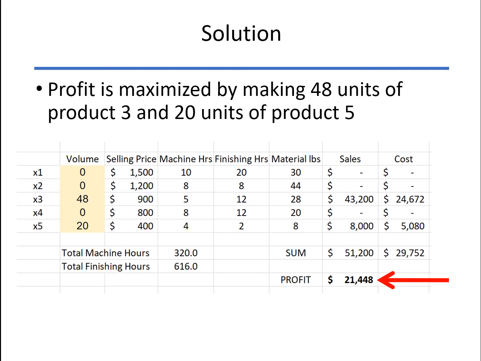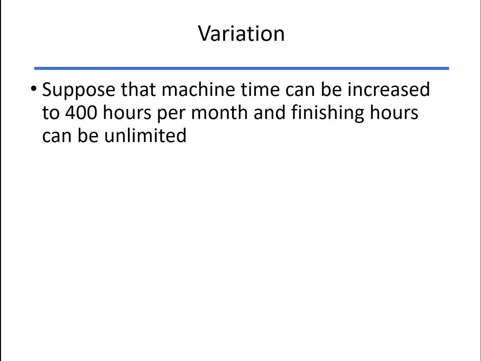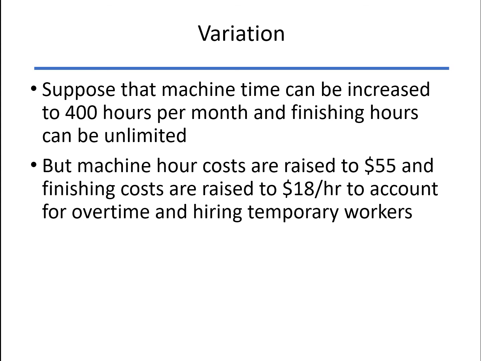So the nice thing about setting up a problem like this is you can look at variations and say, we can work some overtime, we can work some weekends, we can increase the machine time, and we can hire enough temporary workers that the finishing hours are unlimited. But if we do that, because we're paying overtime and we're paying temporary workers, then our costs are going to go up as well. So we ask, is this worth doing?